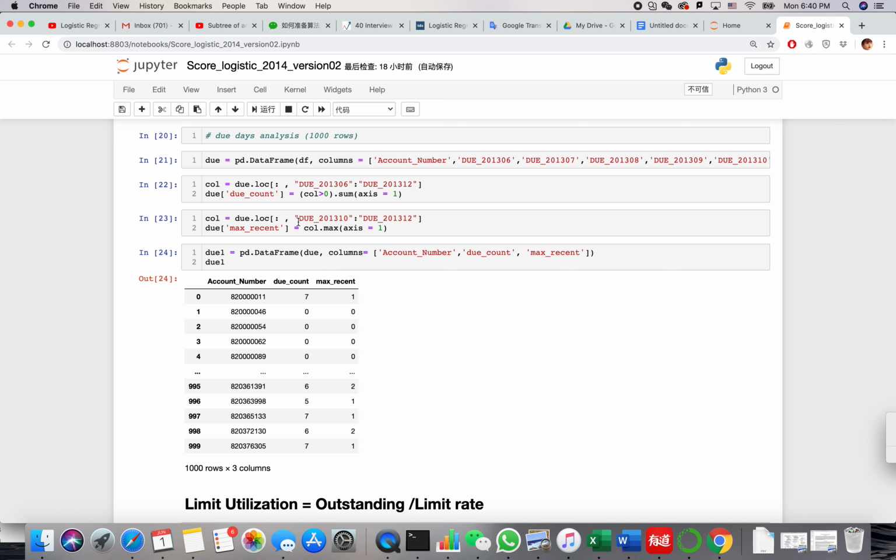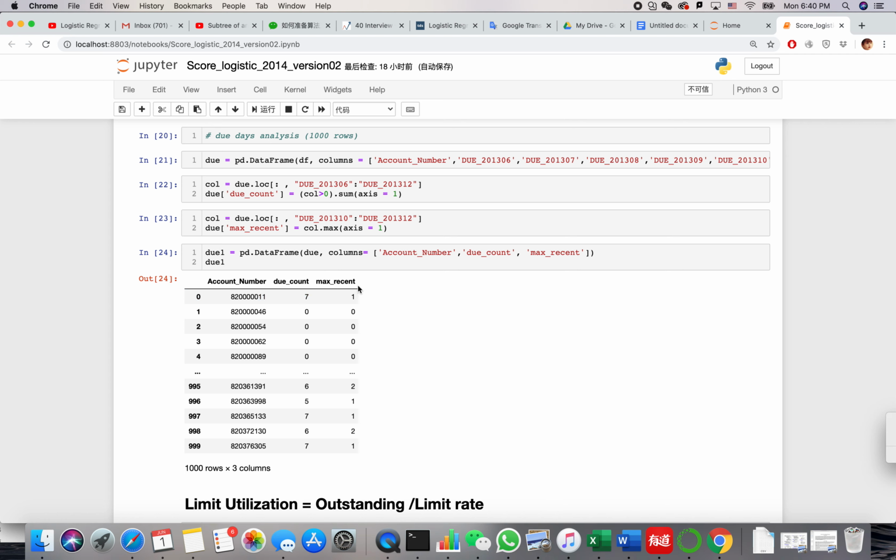Now for the due variable, first we get all the due columns, and then we calculate and get the count numbers. This is the due count. It means that for the 7 months, we get the count of the due months. For example, this person has dues every month, so we count that and get the number 7.